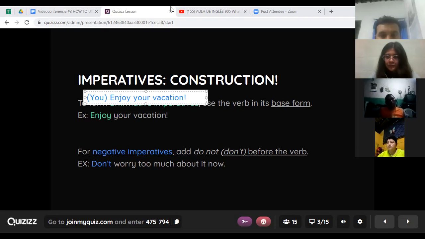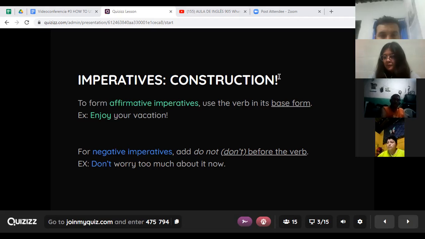So very good. We might also have an imperative in the negative form. So that means that we are going to use the auxiliary don't. Yeah, if I want to use the same imperative, but this time in the negative form, I need to use this auxiliary. So for example, don't worry too much about it now. Don't worry, right? When I tell a person, don't worry, it's the same thing, right? You don't worry. But I don't have to use the subject. There's no need. But if I want to make it negative, I always will have to use don't.